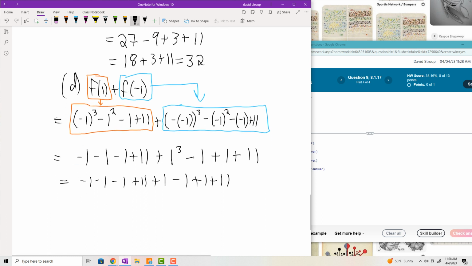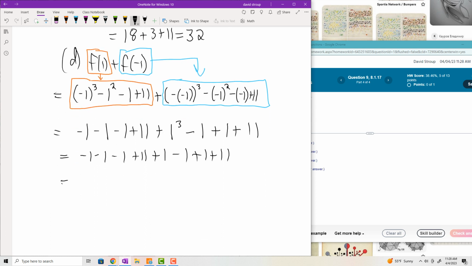That looks insane. So let's collect our terms together. There are 1, 2, 3, 4 negative 1s, so that would be negative 4. And then 1, 2, so that's plus 2. And then plus 22. Right? So that would be 24 minus 4, which is just 20.